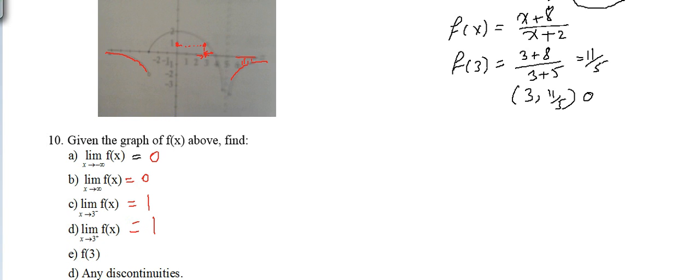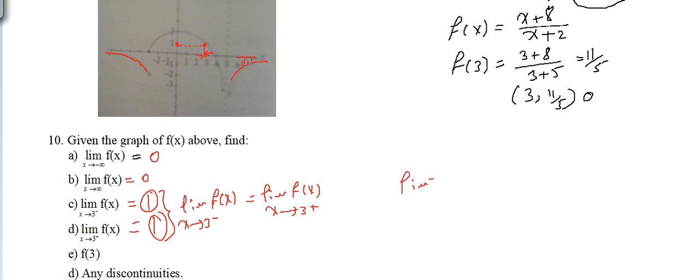The limit of f of x as x approaches 3 minus is 1. The limit of f of x as x approaches 3 plus is also 1. So the limit of f of x as x approaches 3 minus equals the limit of f of x as x approaches 3 plus, right? So the limit of f of x as x approaches 3 exists. It should be equal to f of 3, right?